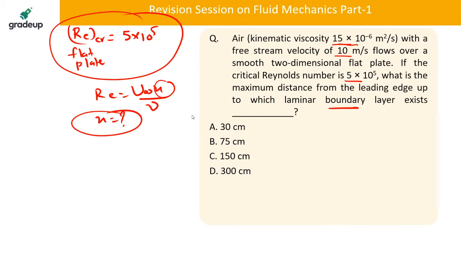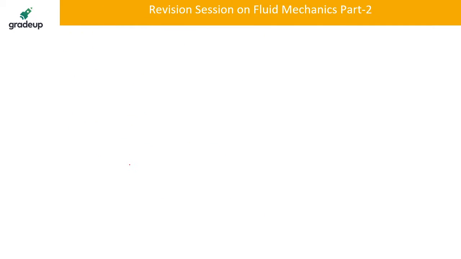Gaurav has given 75, B. Good. The answer will be 75 centimeter, B. So this will be 5 × 10^5 is equal to 10 × x divided by 15 × 10^-6. So x will be equal to 75 centimeter. Good, very good. Gaurav, good.